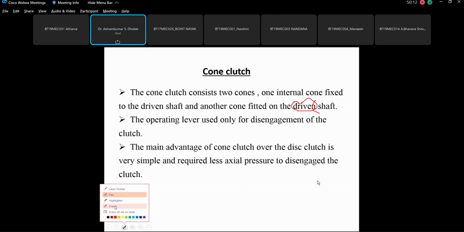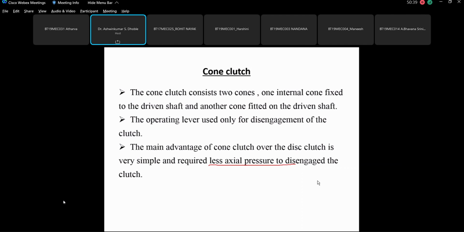The operating lever is used only for disengagement of the clutch. The main advantage of the cone clutch over the disc clutch is that it is very simple and requires less axial pressure to disengage the clutch. So he is saying that very little axial pressure is required to disengage the clutch. This happens due to the wedging action.